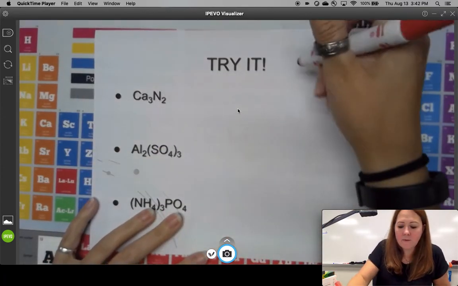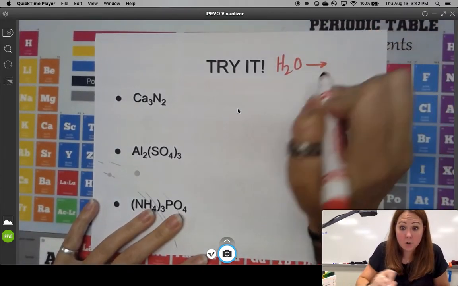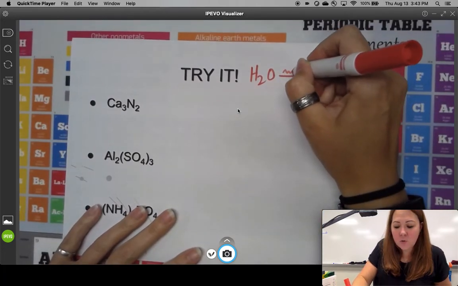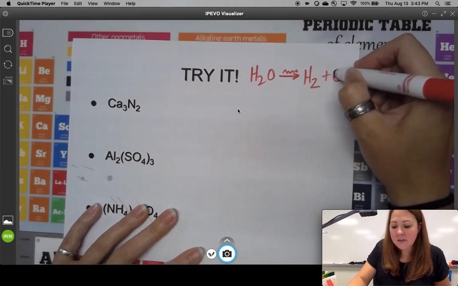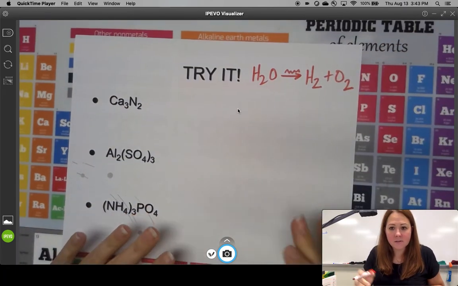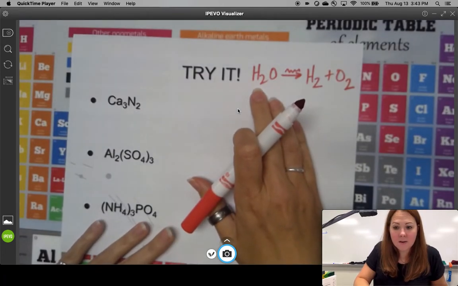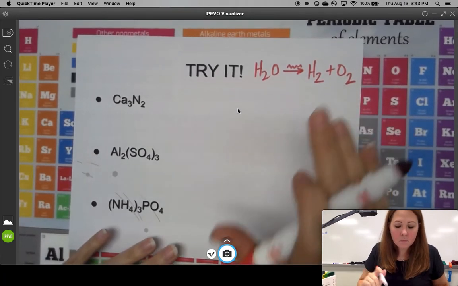For example, if you have something like H2O, which is water, I hope you know that, if you electrocute water, you're actually going to break it up into hydrogen gas and oxygen gas. So this one thing chemically decomposes into hydrogen and oxygen.